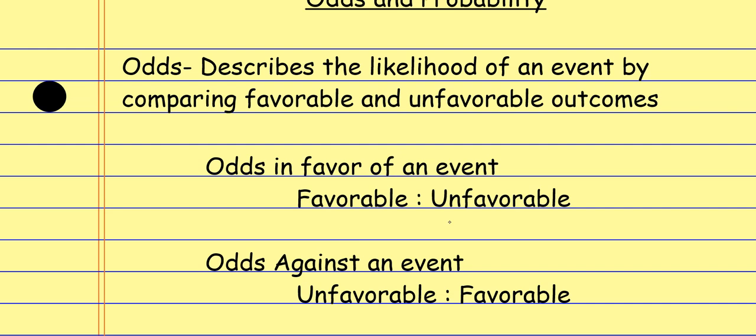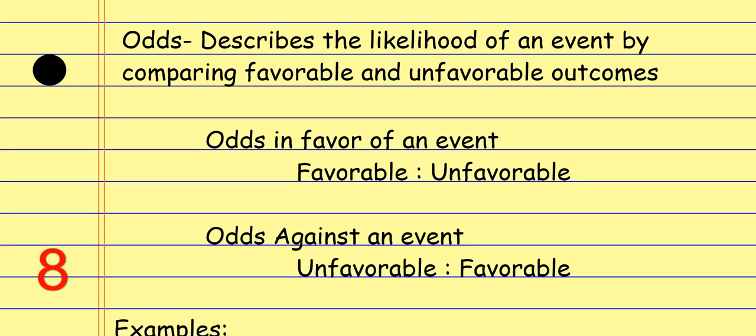Odds against an event, basically we just flip those around. So I list the unfavorable first and then the favorable, okay? And again, instead of doing what we want over the total, it's what we want versus what we don't want. And then odds against is what we don't want versus what we do want. We just switch the order, okay?